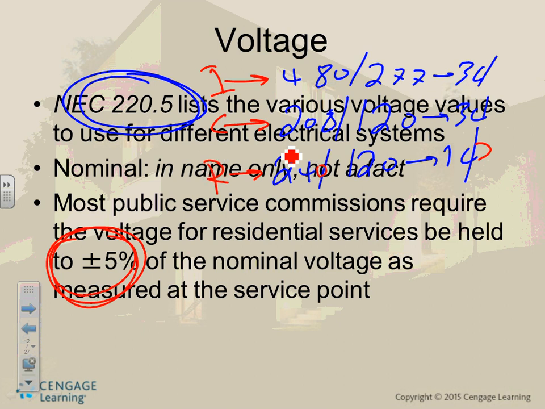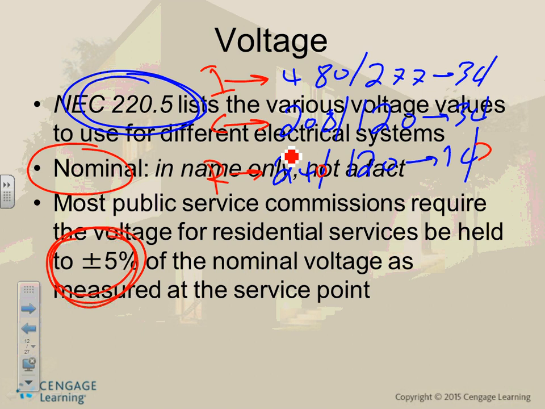Can you guys highlight: the utilities are supposed to maintain plus or minus 5% of these values, of the nominal. They call it nominal voltage. So the utility is required at the service to keep you within plus or minus 5%. Now, what's wrong with going lower? Voltage drop. If the utility gives you a low voltage at the service, how are you going to fix it in your building?